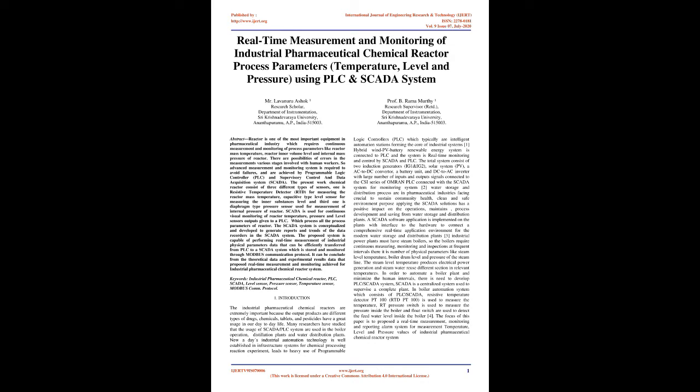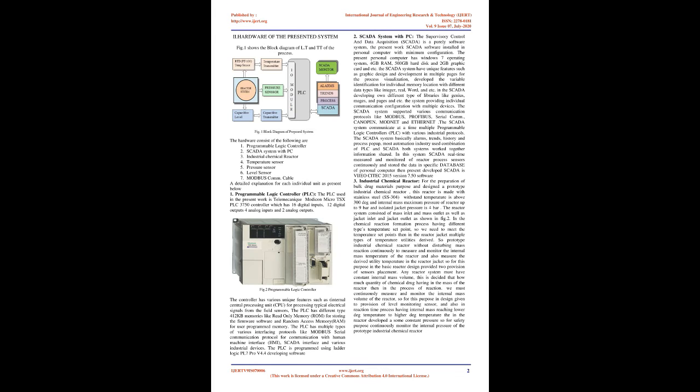1. Hybrid wind PV battery renewable energy system is connected to PLC, and the system is monitored and controlled in real time by SCADA and PLC. The total system consists of 2 induction generators, IG1 and IG2, solar system, PV, an AC to DC converter, a battery unit, and a DC to AC inverter, with a large number of input and output signals connected to the CSI series of Omron PLC connected with the SCADA system for monitoring.